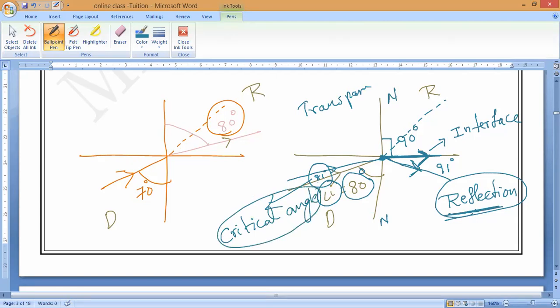Any doubt? Understood, sir. So this is called total internal reflection. What should we call it, guys? Total internal reflection. Any doubt, anybody can ask me. Once the incident angle reaches the critical angle, where reflection takes place instead of refraction, that angle is called the critical angle, and that reflection is called total internal reflection.